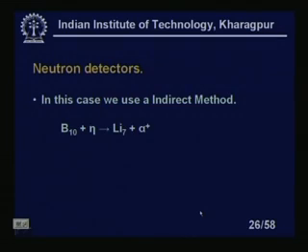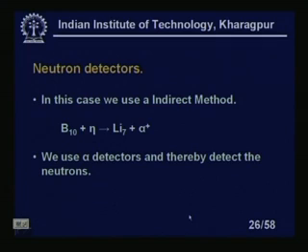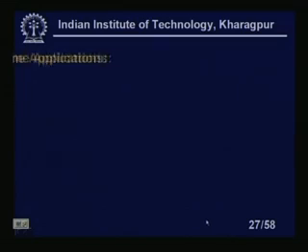Now, neutron detectors are slightly different, as you know. In this case, we use an indirect method. B10 plus a neutron gives lithium plus alpha. We use detectors to detect these products and thereby detect the neutrons, right. Obviously, there are some detectors which will detect the neutrons.